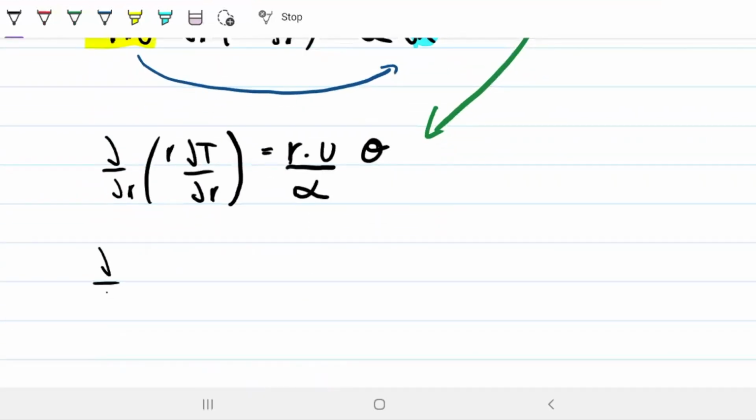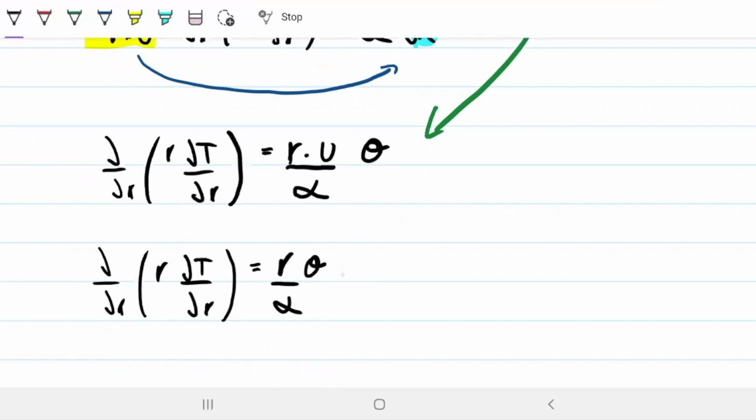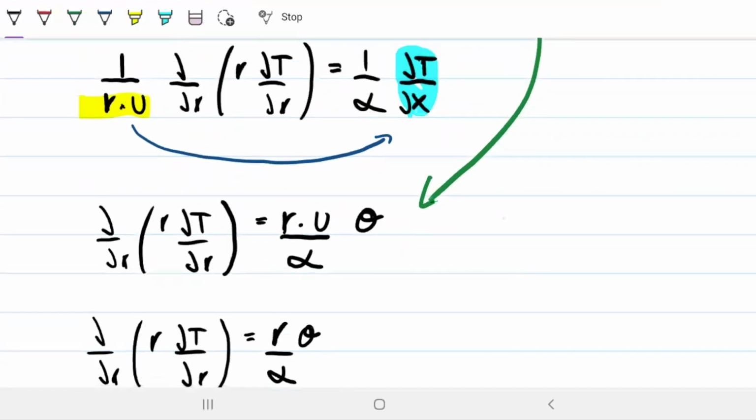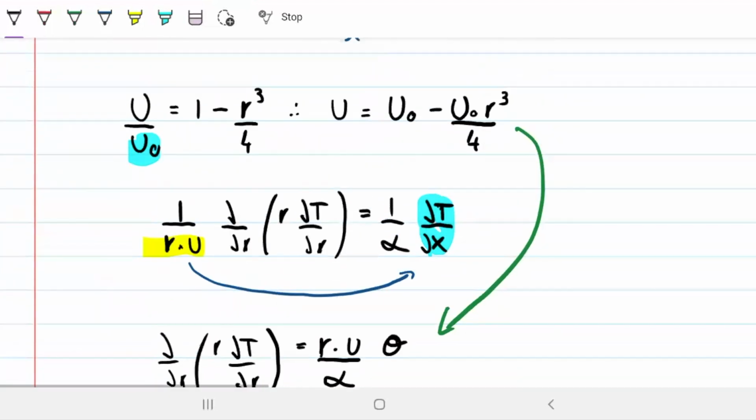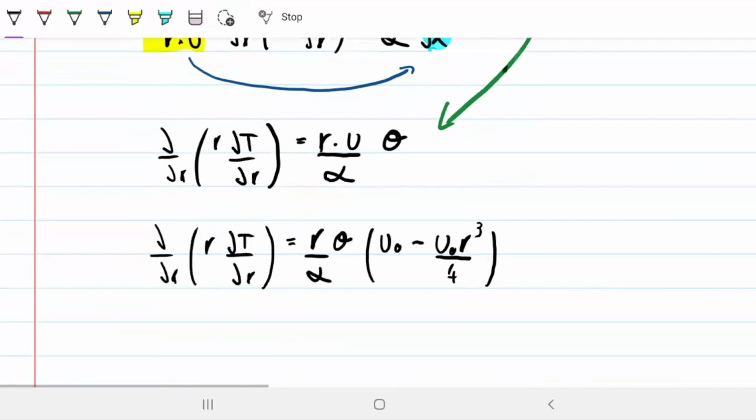Okay, so now what I'll do is sub this guy into here. So the derivative with respect to r of r dt dr equals r over that. And where I have u, I'll have now instead u naught minus u naught r cubed over 4. That's it.